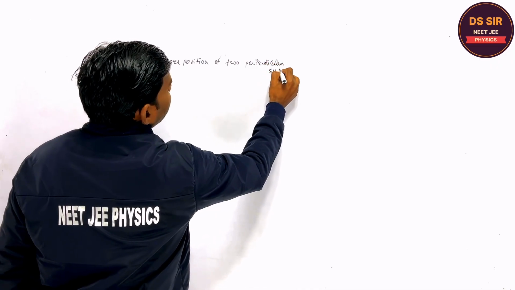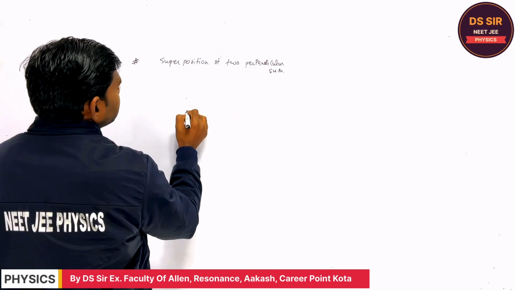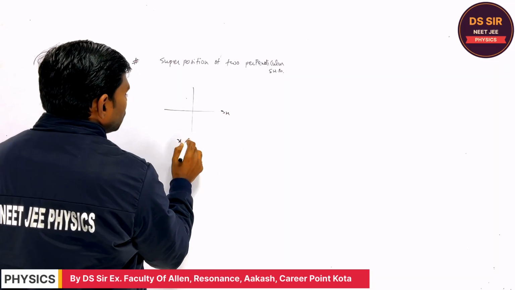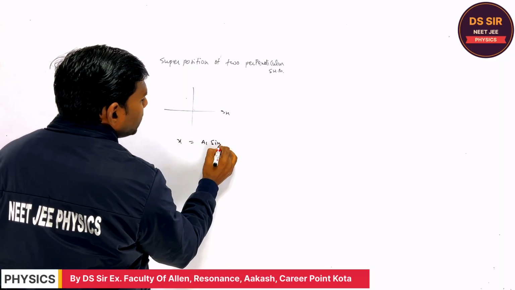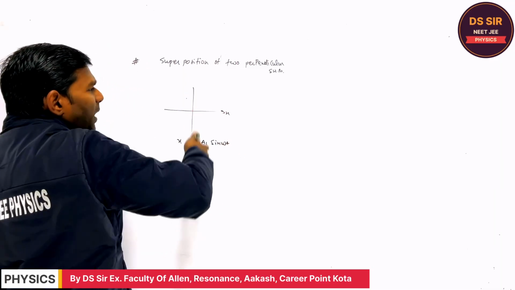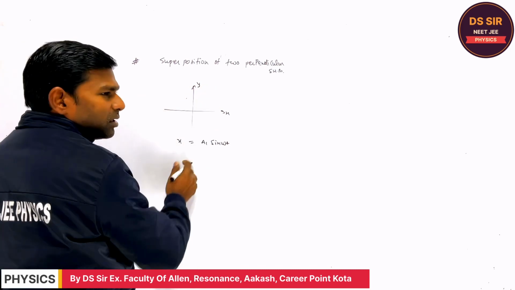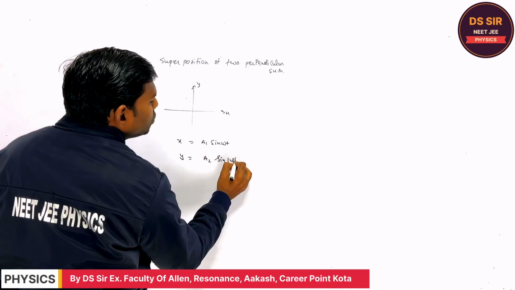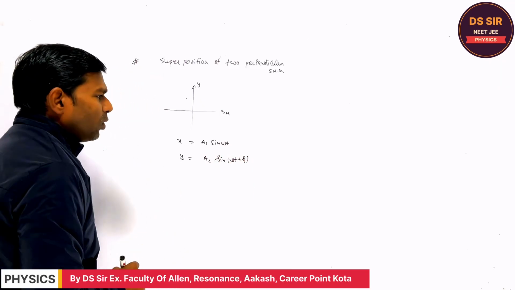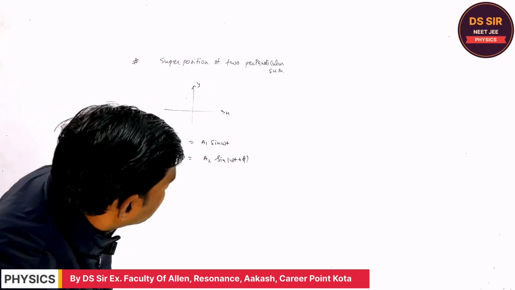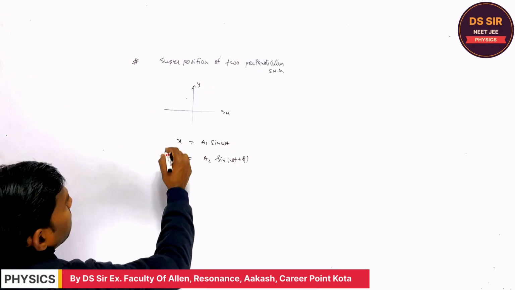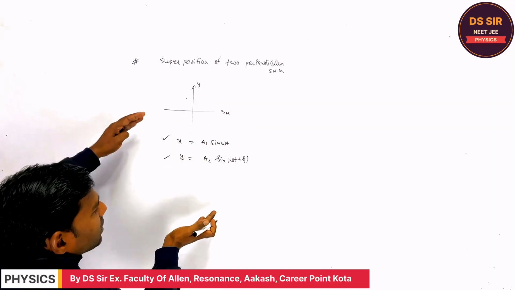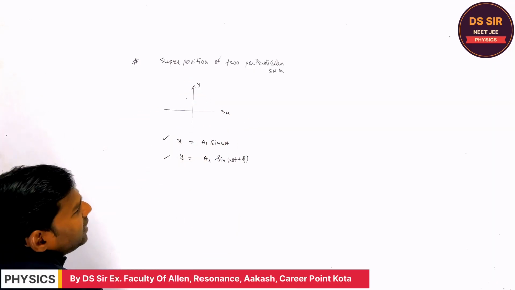For example, suppose this is one particle doing the SHM in the x direction. So x is equal to A1 sine omega t. The other particle is doing the SHM in the y direction. So y is equal to A2 sine, and also there is a phase, sine omega t plus phi. Is it clear or not? So these are the two particles performing SHM in the x direction and in the y direction. When they are superimposed, what will the resultant SHM be?